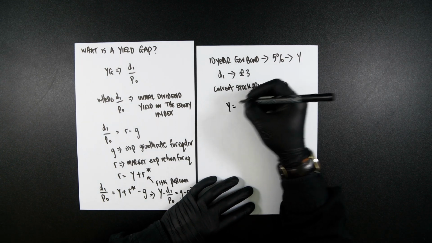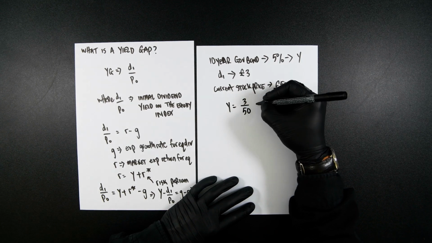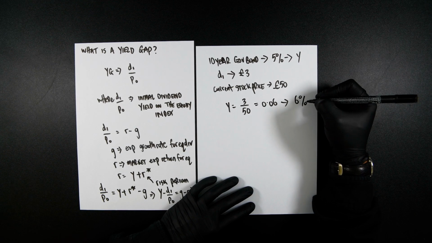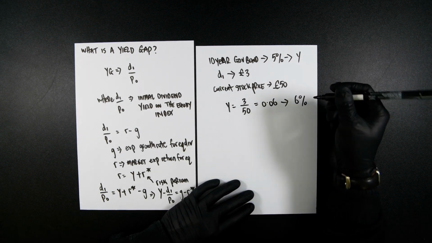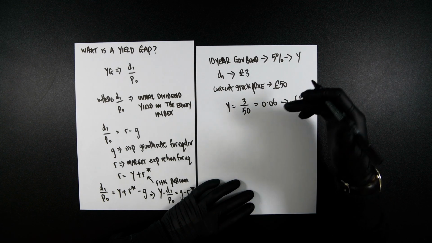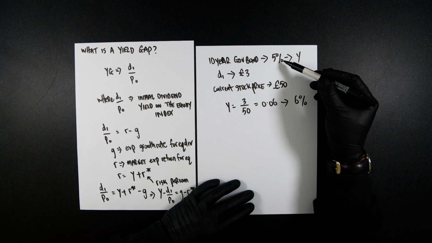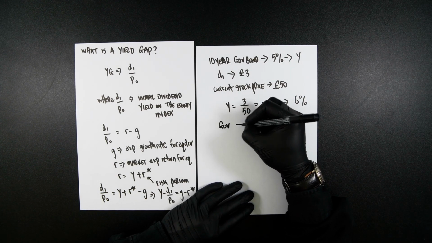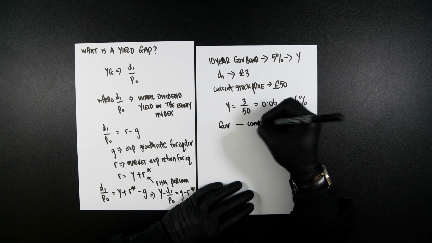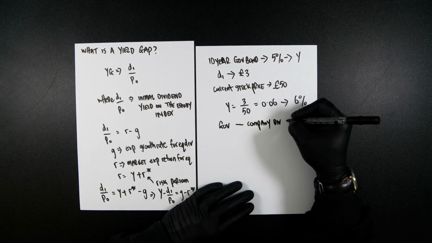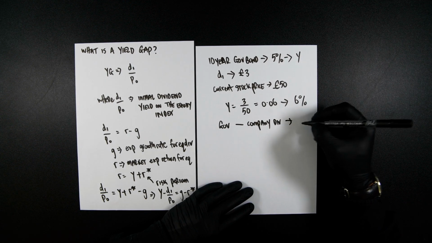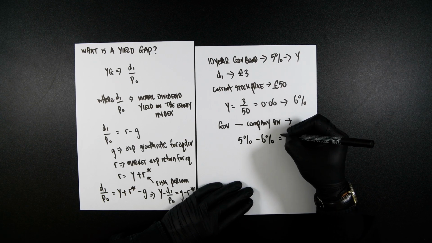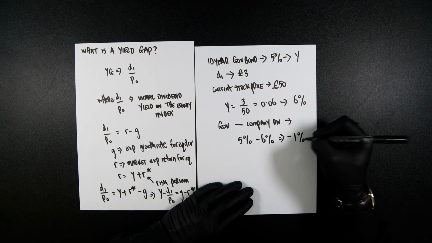So now the dividend yield would be 3 over 50, which is going to be 0.06, which is 6%. So the yield on the company is this. The government bond is 5%. So now all you would then do is do government bond minus the company dividends, which is going to be 5% minus 6%, which is going to equal minus 1%.